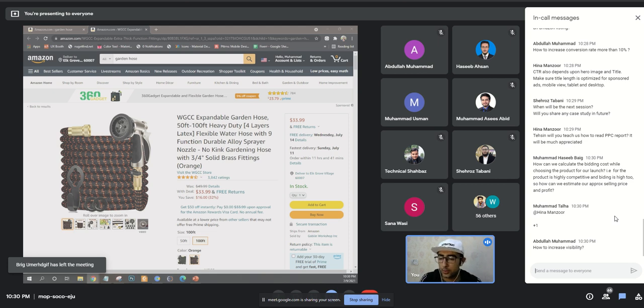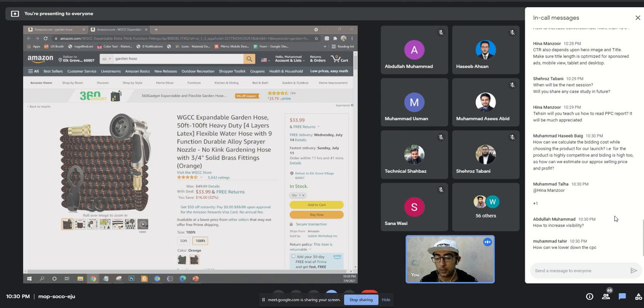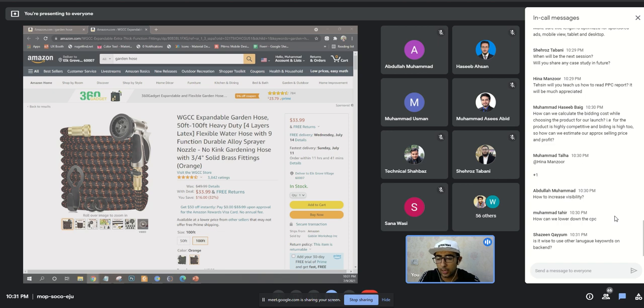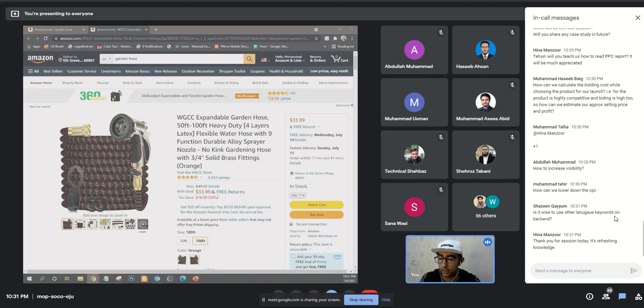Okay, how to increase visibility? If you can run PPC, that is one way of doing it. The lowering down of CPC is not possible because you can go for cheaper placement, you can go for cheaper keywords, but CPC is determined by the competition. We have a graph for that. This is the same graph as any other product life cycle, but this is going to be covered in a later session. Is it wise to use other language keywords on backend? Yes, it is wise if those are relevant.